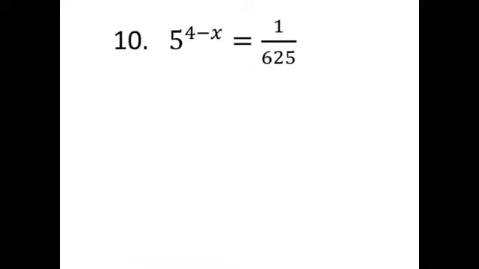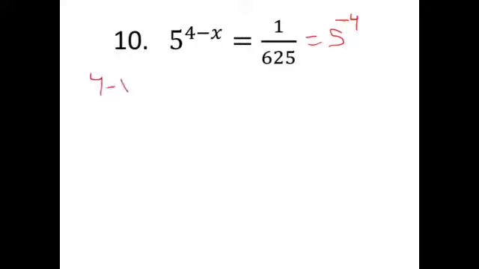Moving over to 10. Left side we got a base of 5. Right side we have a base of 1 over 625, which you can also write as 5 to the negative 4th power. And so if I just rewrite my right fraction as 5 to the negative 4th, we actually have the same base. And so since those 5's are the same, we can take our exponents and set them equal to each other.